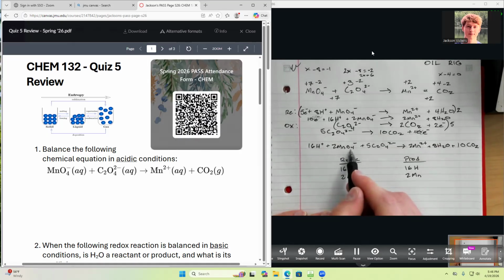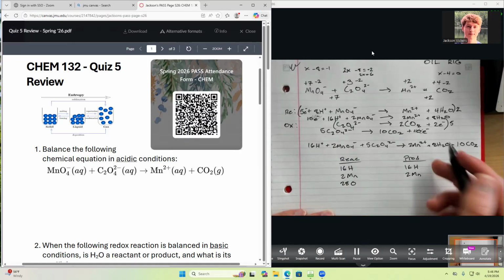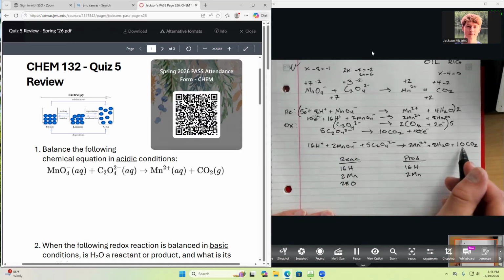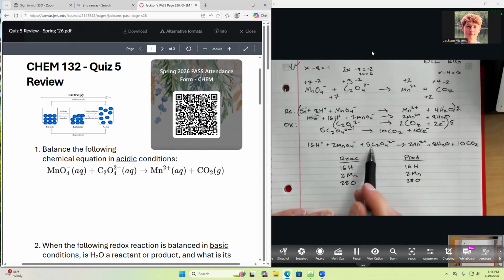O's, we see 2 times 4, so 8, and also 5 times 4, so 20. So 28 on this side. Is that right? Yeah, okay, good. Over here, 8 O's and then 10 times 2, so 20. So again, 28. That's good. And then the carbons, we have 5 times 2, 10, and 10.